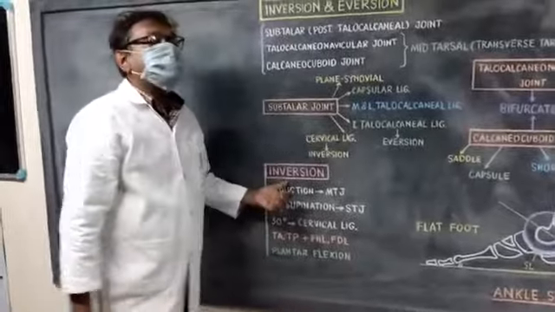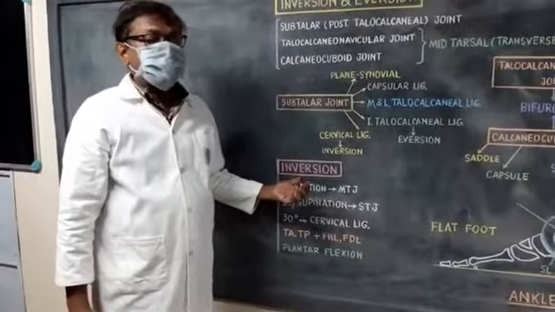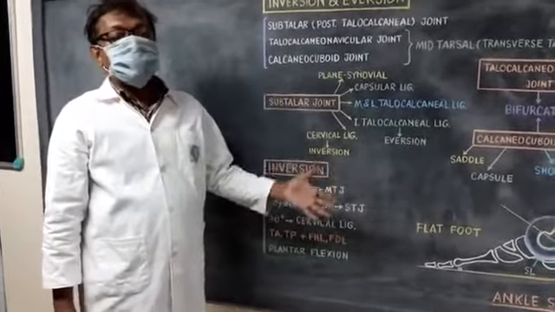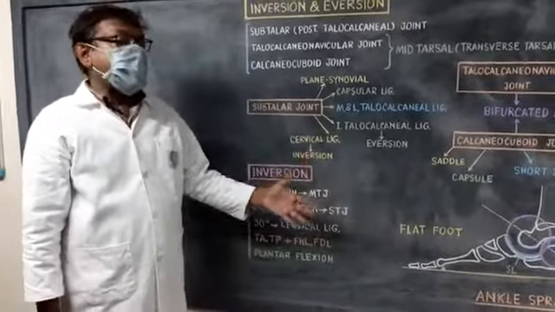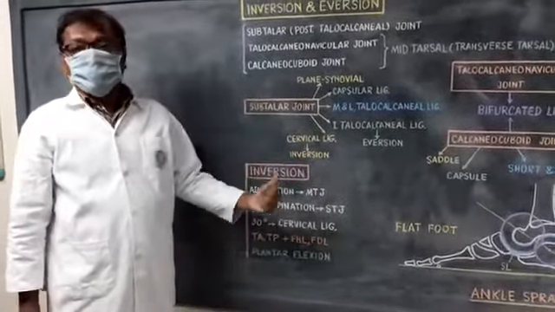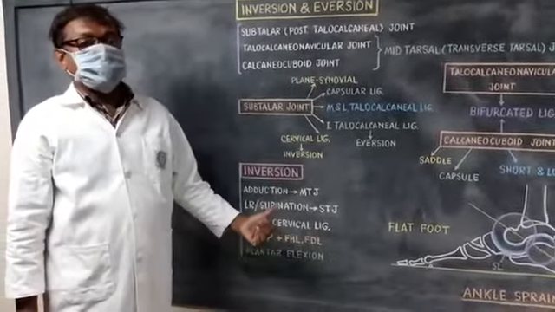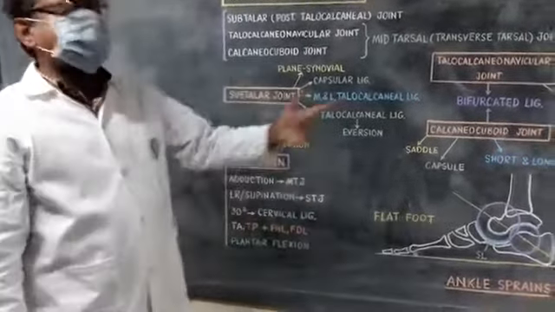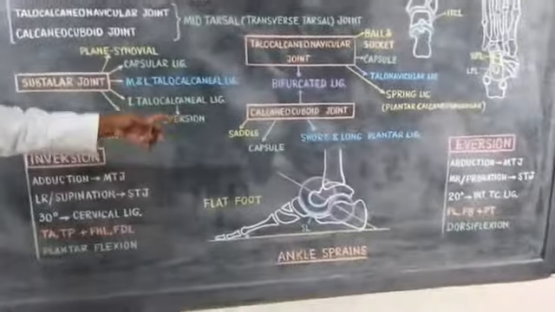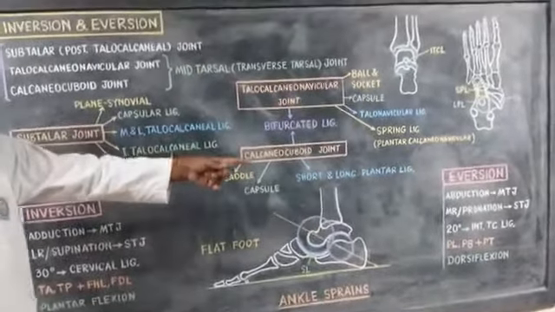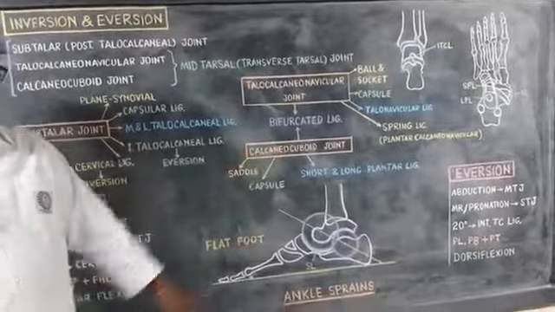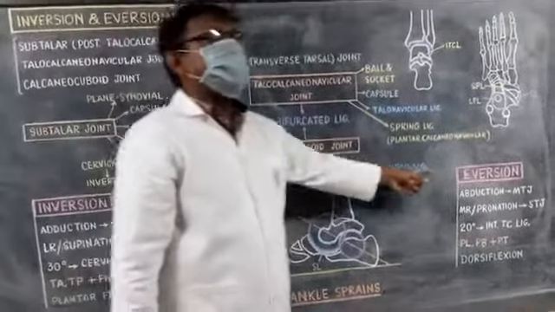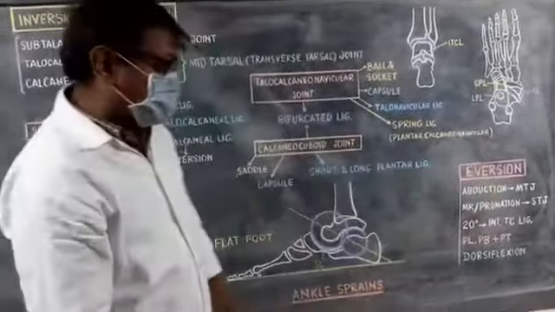Inversion usually involves the stretching of the anterior and posterior tibiofibular ligament and calcaneofibular ligament. Among these, anterior tibiofibular ligament is commonly torn. Whereas eversion injury is less common. In that case, there is no tear in the deltoid ligament, but it is often associated with the avulsion fracture of the medial malleolus.